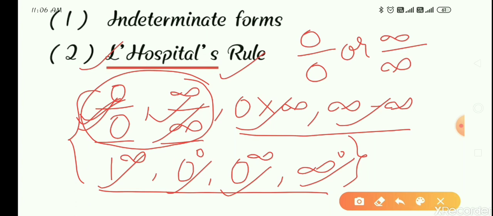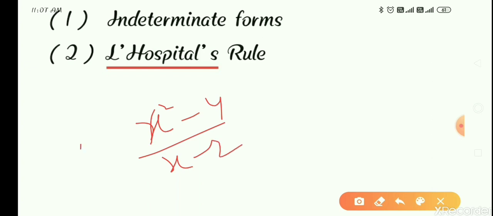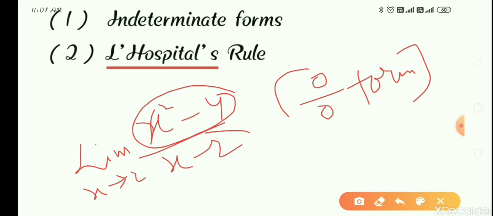So I will take some questions. How to apply L'Hospital rule, I will tell you. Just before I took the function (x square minus 4) upon (x minus 2) with limit x tends to 2. Suppose you have to find this limit. On direct substitution, 0 upon 0 form is coming. You can see, 4 minus 4 is 0, 2 minus 2 is 0. Then what will you do? You will differentiate the numerator and denominator separately.